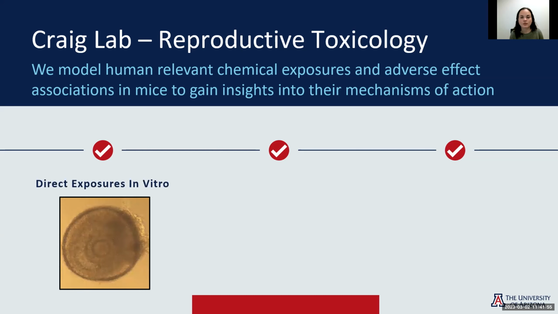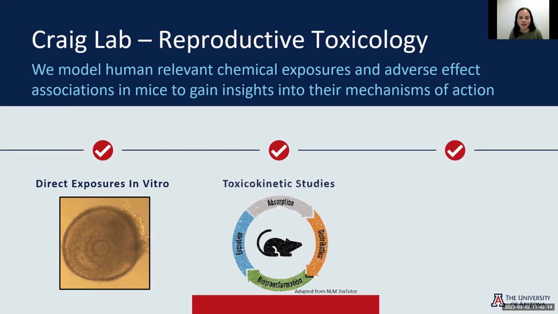So the first approach that we've used is looking at ovarian follicles. These are the little cell compartments that have the egg, and they are in the ovary. These produce estrogen, and they actually release the egg so that there can be a fertilization. So we actually take those and expose them in vitro, and I'll show you an example of what data looks like from that. The second approach is toxicokinetic studies.